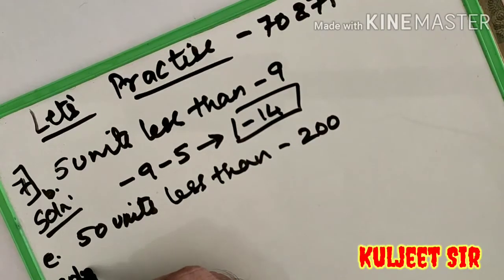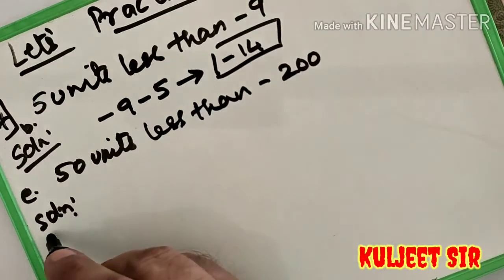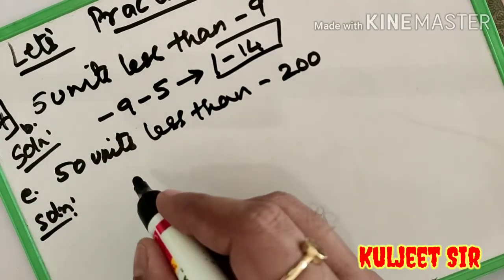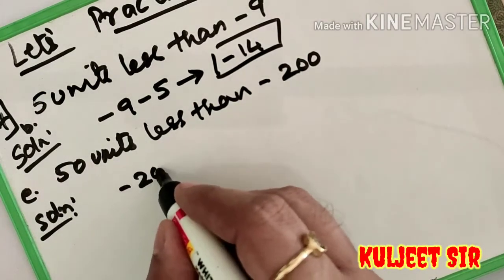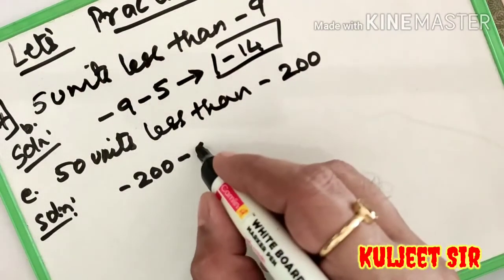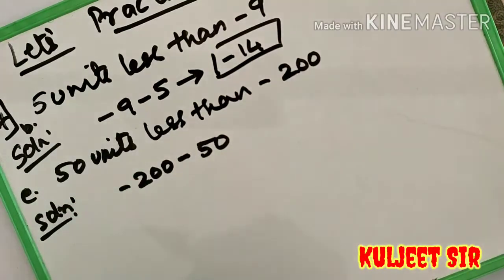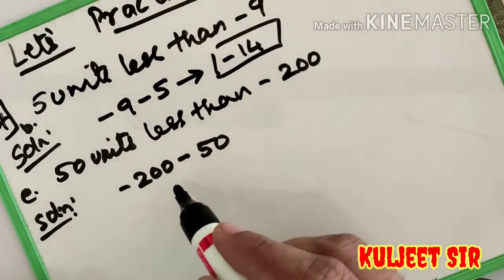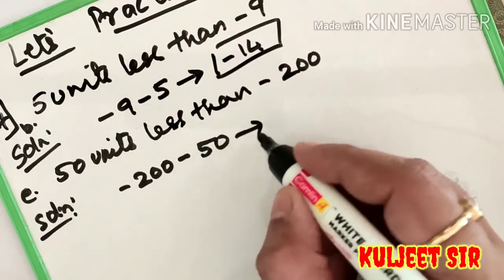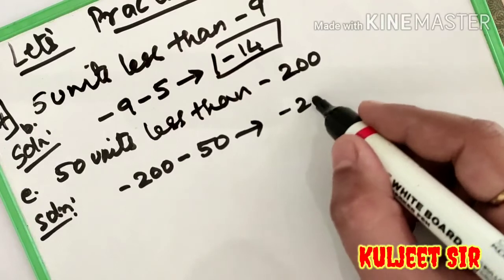Again the solution part. Less than minus 200. So first we'll write minus 200, less than means again a minus sign, and 50 units. 50 is plus, just as 5 was also plus. So minus 200 minus 50, both the numbers are negative. So I will get my answer as minus 250.